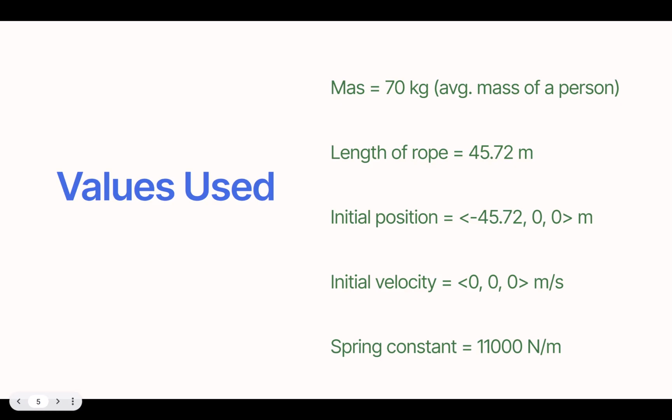The mass was 70 kilograms, which was the average mass of a person. The length of the rope was 45.72 meters. The initial position was negative 45.72 in the x direction. And then the initial velocity was 0, and the spring constant was 11,000.